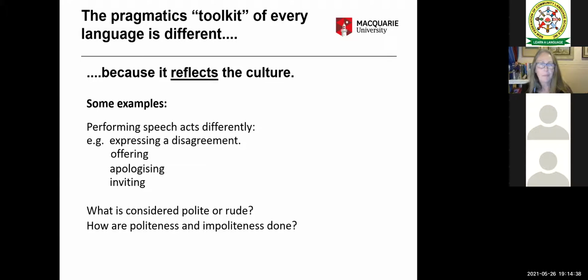Apologizing is another one. How often you apologize, what you apologize for, and so on. So if you compare again Japan and the United States, you'll find that Japanese people speaking English often tend to apologize a lot more than American people speaking English or Australian people speaking English. And that's because they're taking the norms of their own culture and translating them into the English words that they're using.